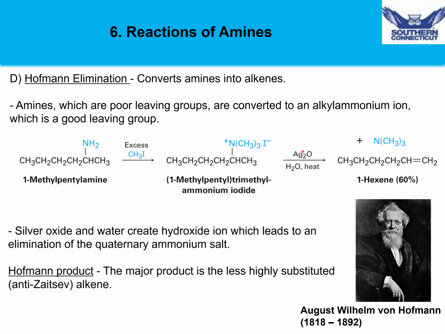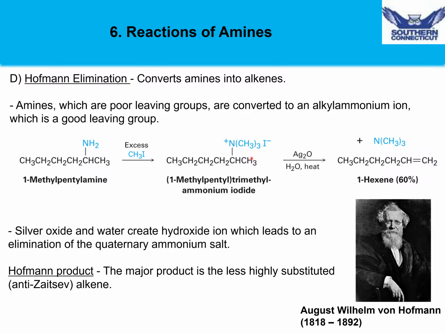Following this up with a base and a mixture of silver oxide and water will make hydroxide ions, which will help eliminate the quaternary salt, which is a much better leaving group than the amino group is. This reaction typically gives you the anti-Zaitsev product. As you can see by this example, the base could remove two hydrogens, either the hydrogens on this CH2, that will lead to the Zaitsev product or forming a double bond this way.